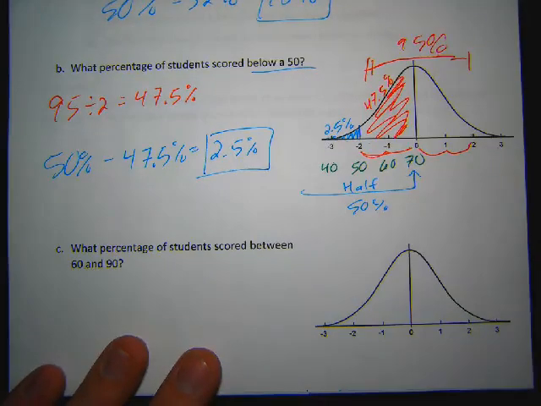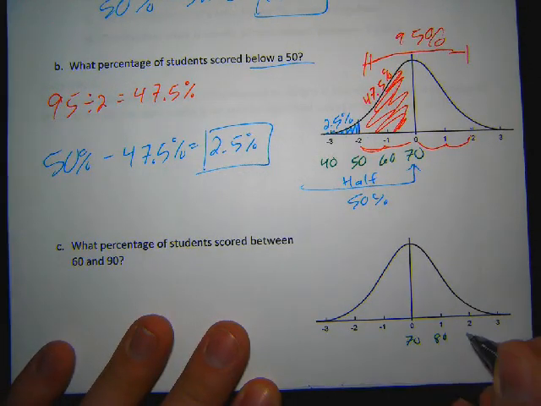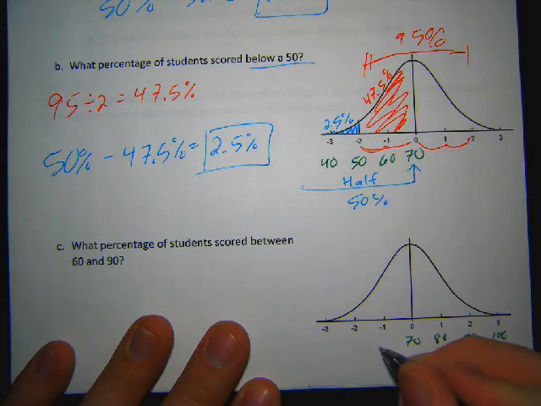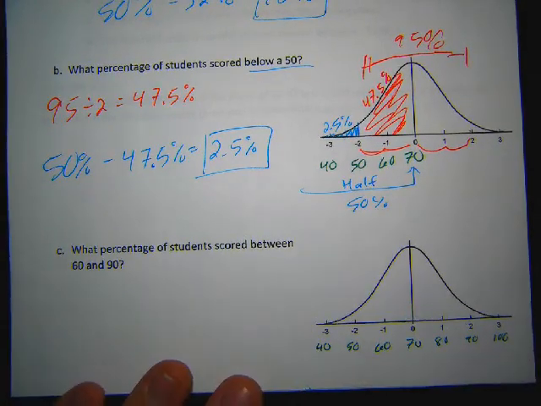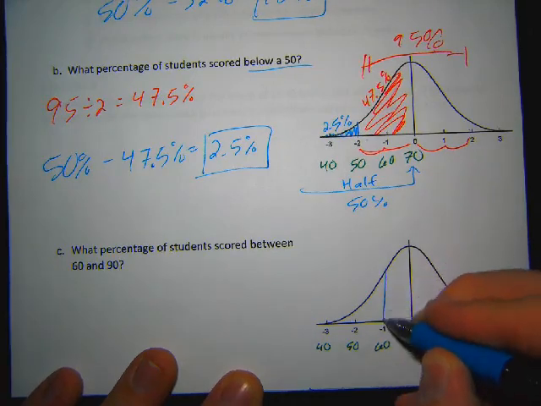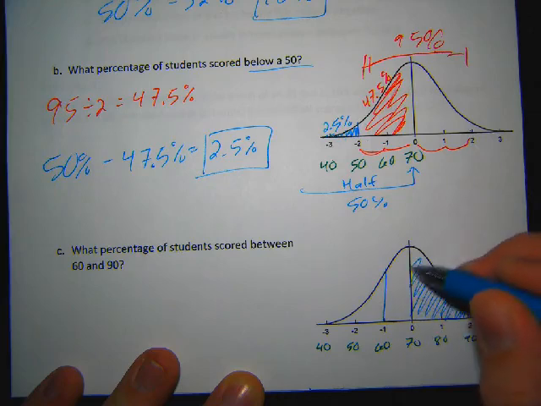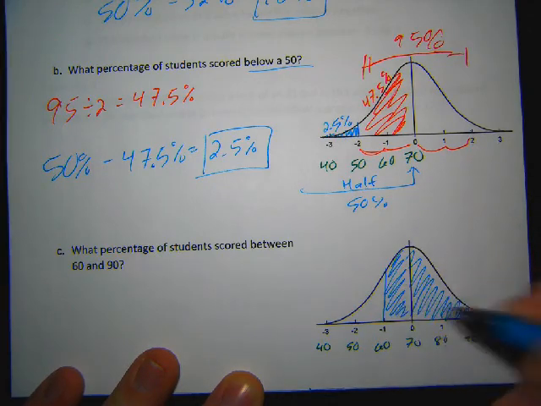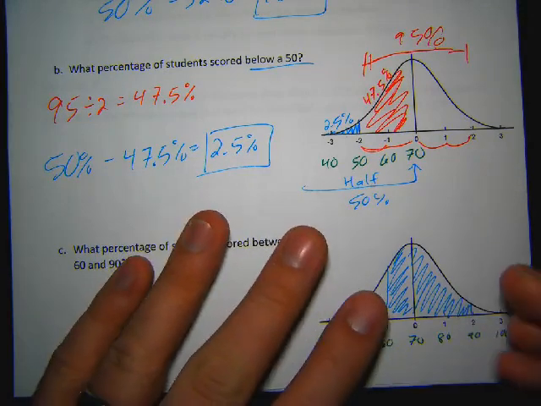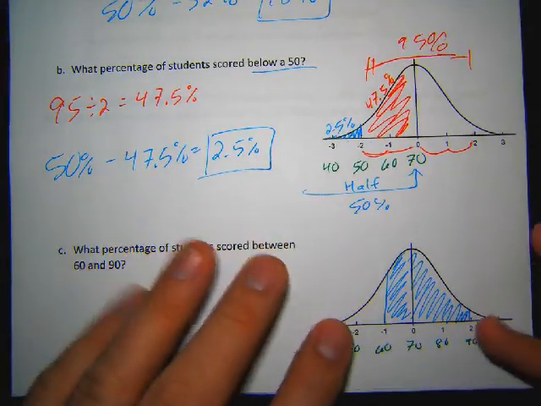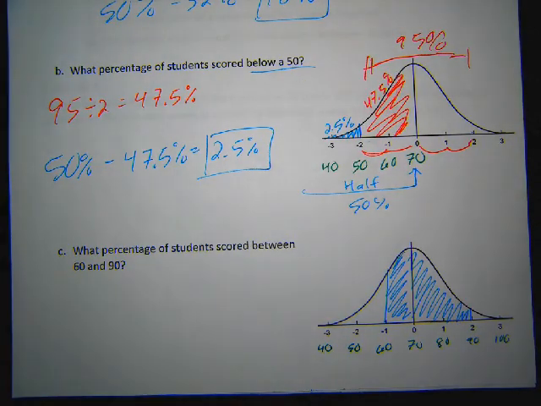So I'm going between 60 and 90. So if I label this with my 40, 50, 60, 70, 80, 90, 100, I label it like that, and I say I want to go between 60 and 90. So I want this region. If I want this region, you'll notice it's not quite 1 standard deviation because this one goes up to 2. It's not 2 standard deviations because that goes out, so not so good. So I actually need to find this a little differently.